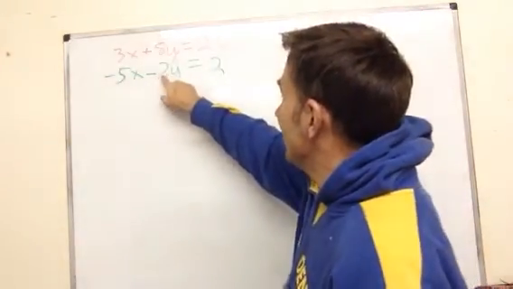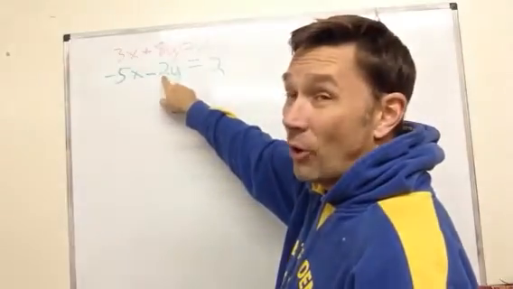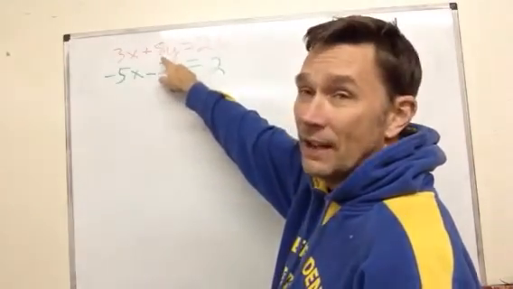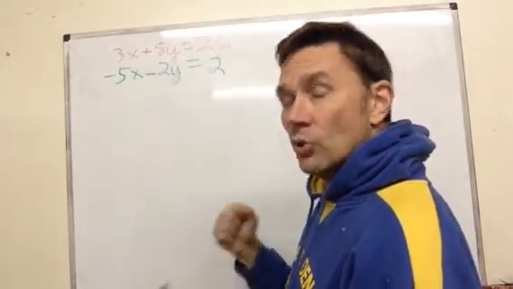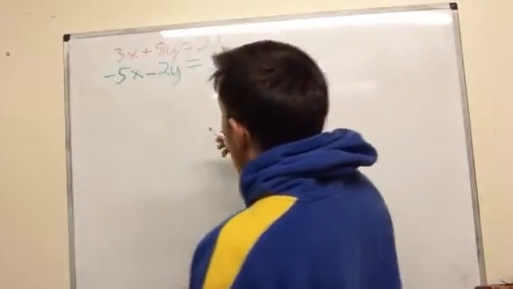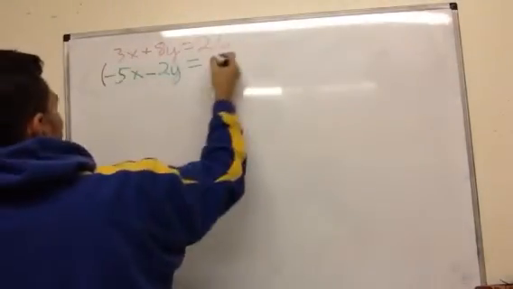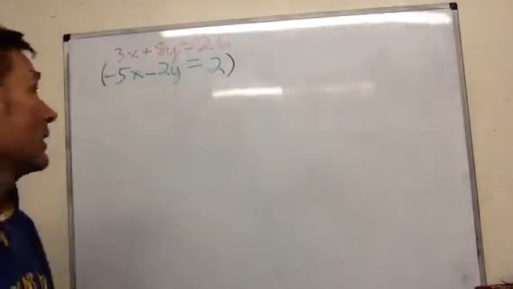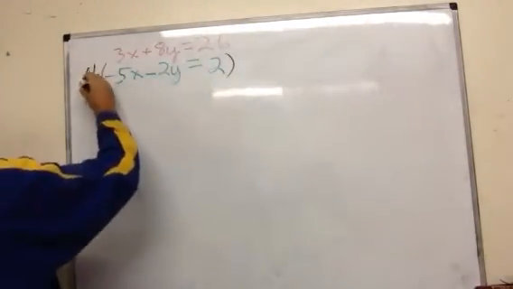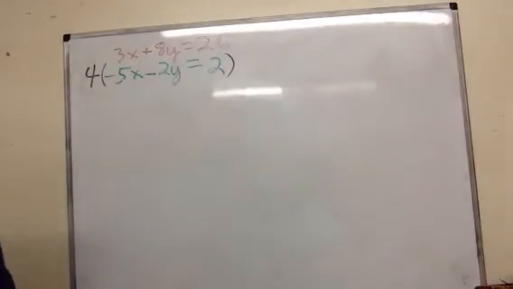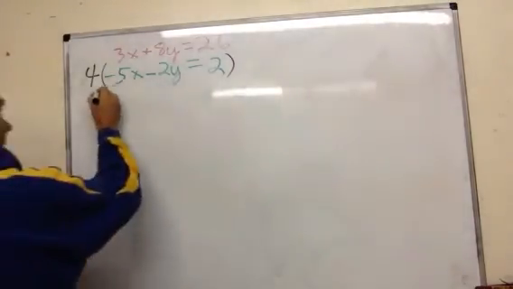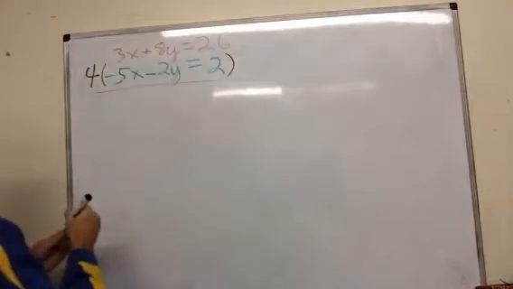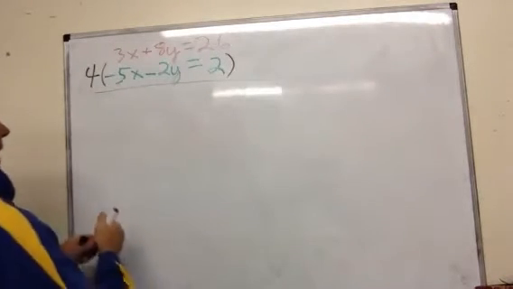If I multiply this negative 2 by 4, I will get a negative 8. That's what we want to do. So we have to do that to the entire equation. So this is our first step, finding the opposites of a variable. I'm going to multiply this whole equation by 4. The top equation, I'm not going to touch. I'm going to rewrite that.